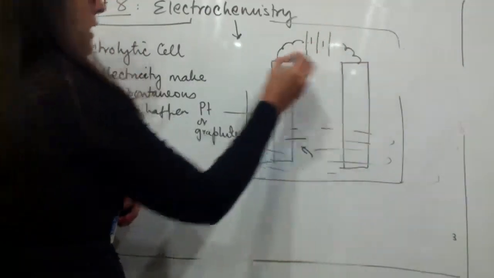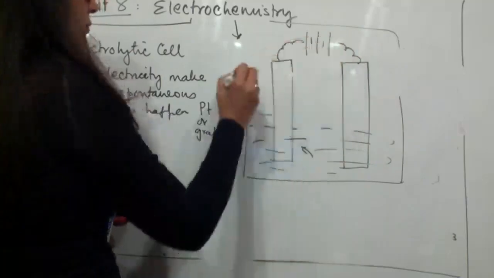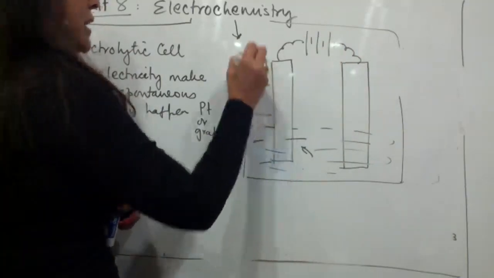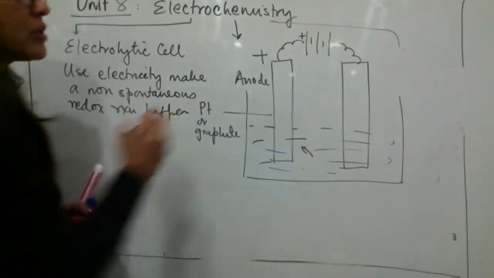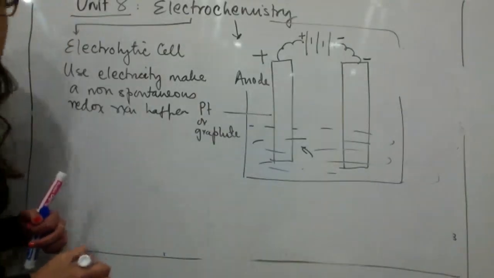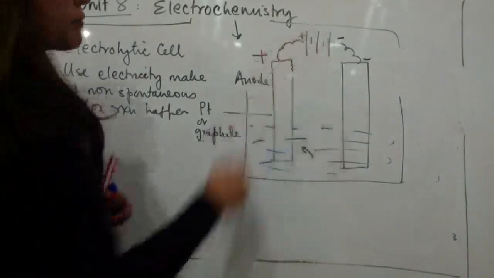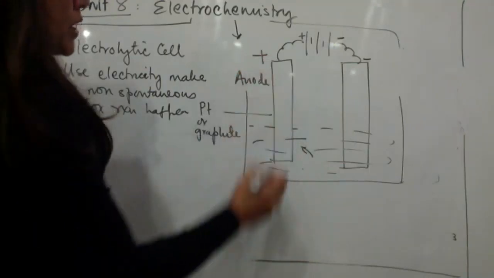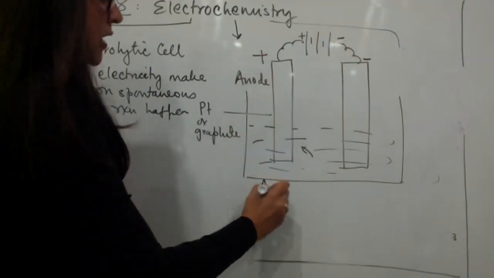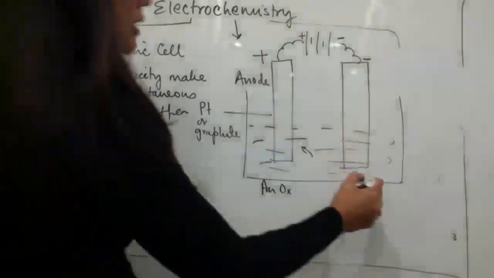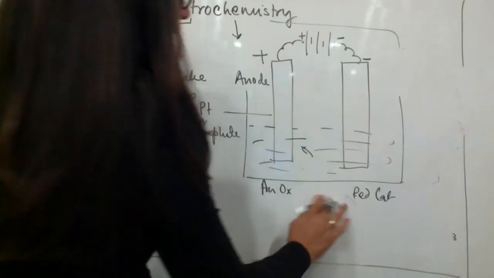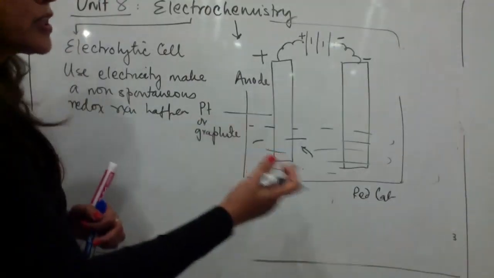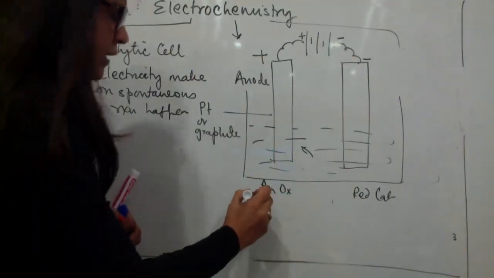The difference here, guys, is that the anode has a positive charge because it is attached to the positive terminal of the battery. The cathode has a negative charge because it's attached to the negative terminal of the battery. On the positive side, oxidation still happens, and on the negative side, reduction, red cat. In oxidation you'll be losing electrons, and here you'll be gaining electrons.